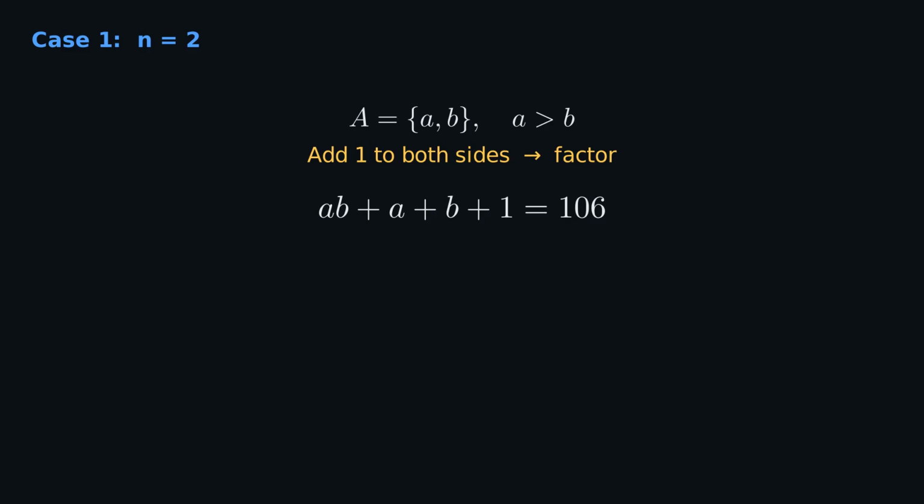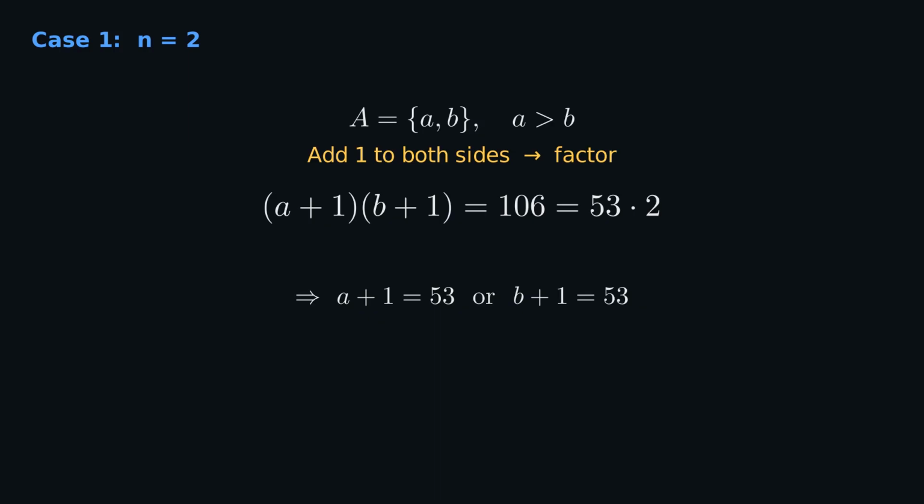And this allows us to factor the left-hand side. So we have ab plus a plus b plus 1 equals 106. And factoring gives us (a plus 1) times (b plus 1) equals, and then factoring 106, 53 times 2. And we'll want to factor the right-hand side eventually, so I just did it directly. And what we notice is that this requires a or b to be 52. And that's too large, since the largest number is 14. So we see immediately there are no solutions for n equals 2. So we're done with case 1.